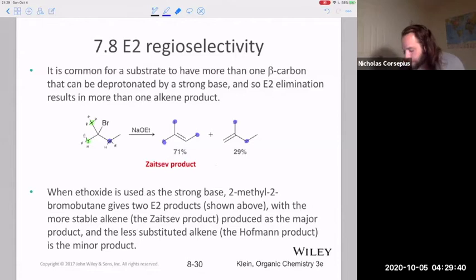This is what's called the Zaitsev product versus the Hofmann product. The more highly substituted product is the Zaitsev, and the less highly substituted is the Hofmann. Clearly named after two dudes, I don't know, but yeah, just another way to refer to it. Again, more highly substituted, more stable.